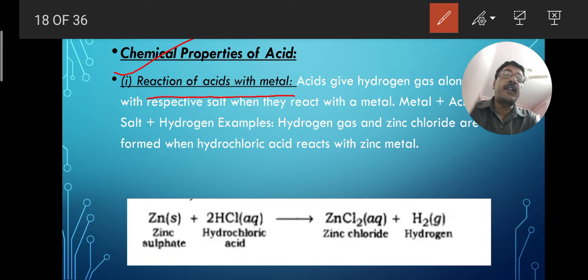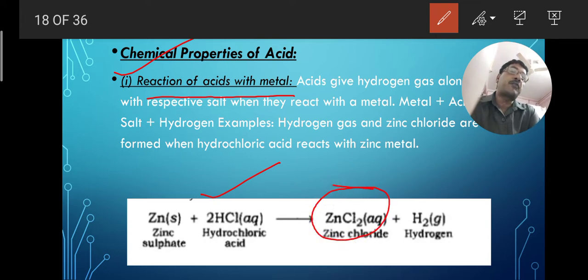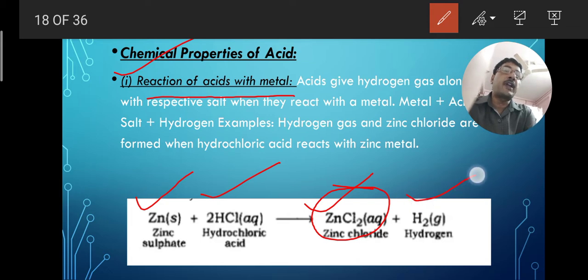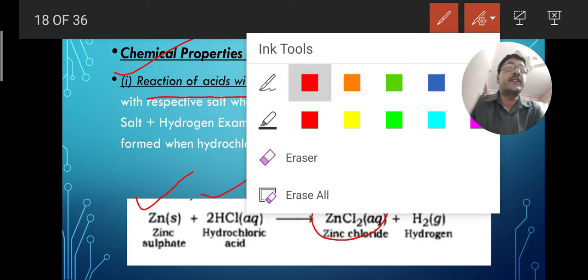Any metal, when you react it with hydrochloric acid, or maybe sulfuric acid, or maybe nitric acid, will form the salt of that particular metal. It is the salt of the zinc metal, as we have taken zinc metal here, so zinc will produce zinc chloride. Along with that zinc chloride, hydrogen gas is also given out. So this is the first basic property of the acids.